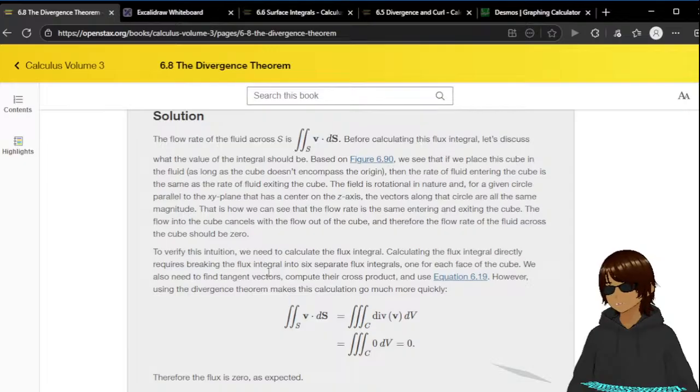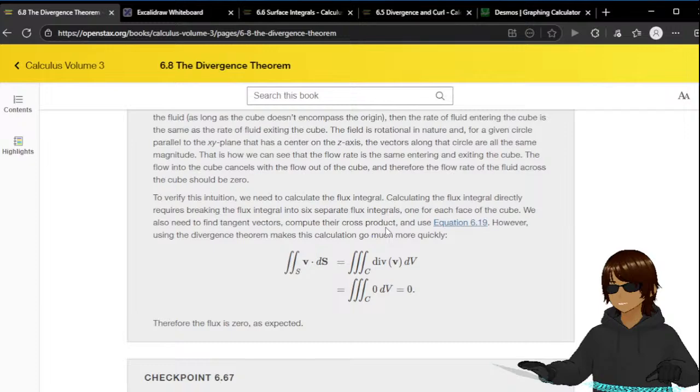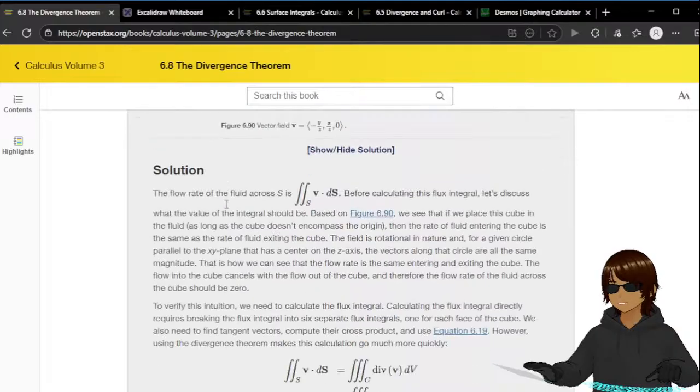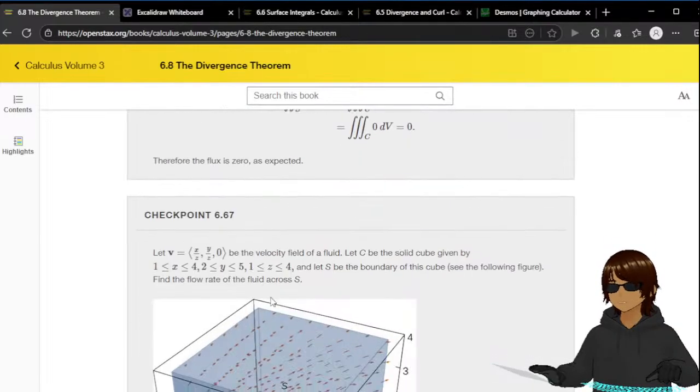To verify this intuition, we need to calculate the flux integral. Calculating the flux integral directly requires breaking it into 6 separate flux integrals, one for each face of the cube. We also need to find tangent vectors, compute their cross product, and use equation 6.19. Further, using the divergence theorem makes this calculation go much more quickly. The divergence of V is 0. Therefore, the flux is 0 as expected.